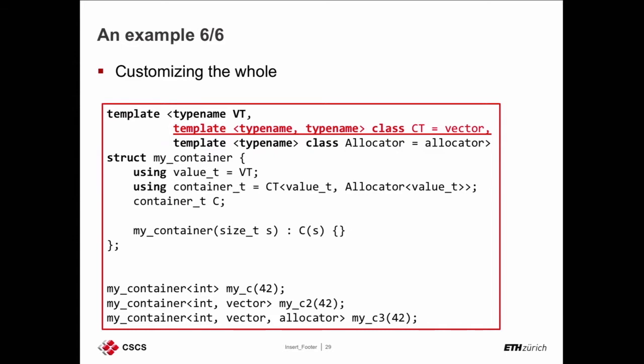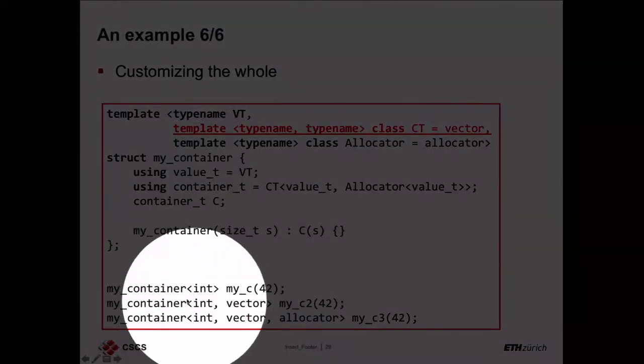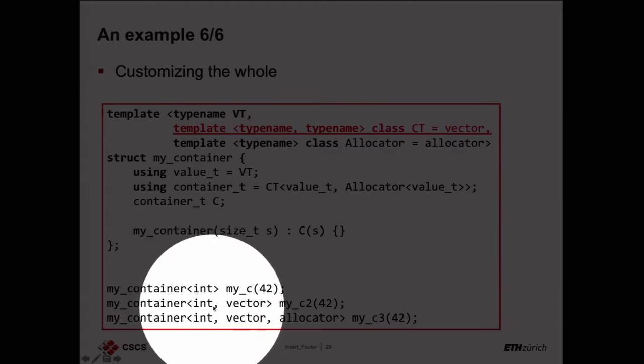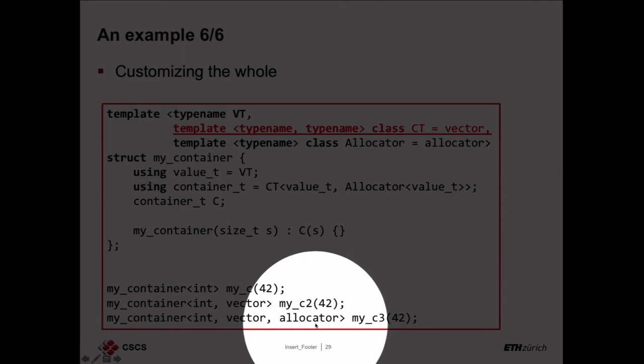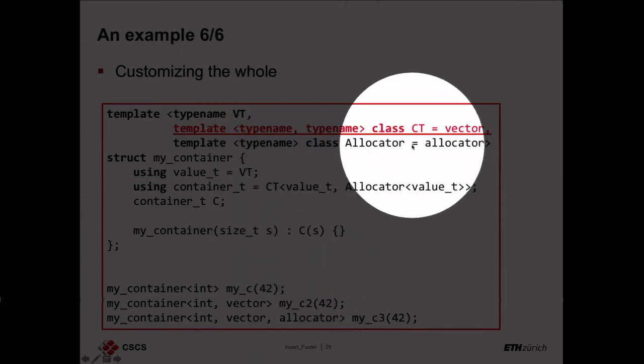Or you can specify even the container that you want to use, not only the allocator. So for instance, you can say, I want to allocate my container to integer, and I want to use a vector as a storage infrastructure. And I want to use an integer with a vector with this allocator in mind. And here you use template arguments again.